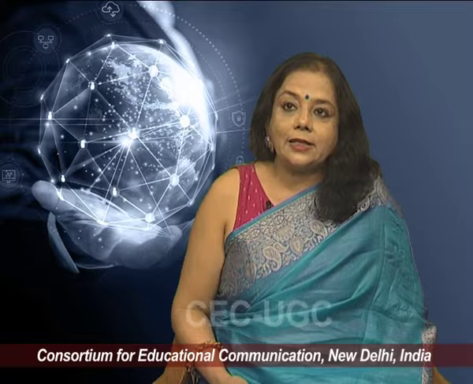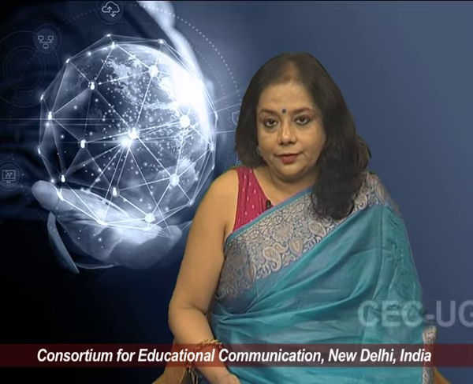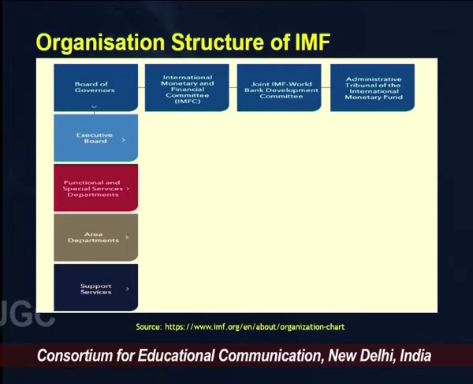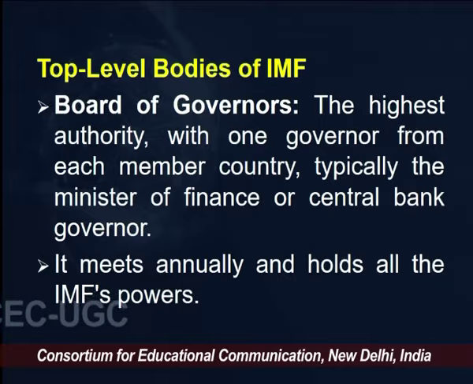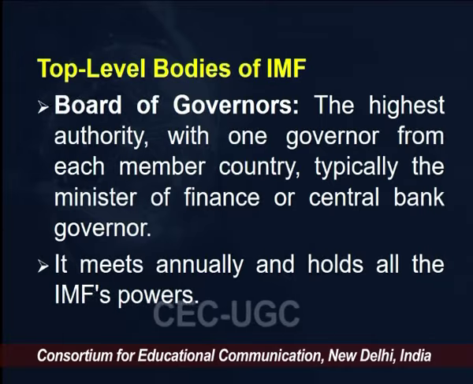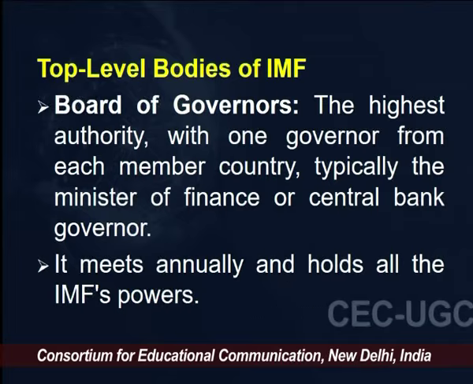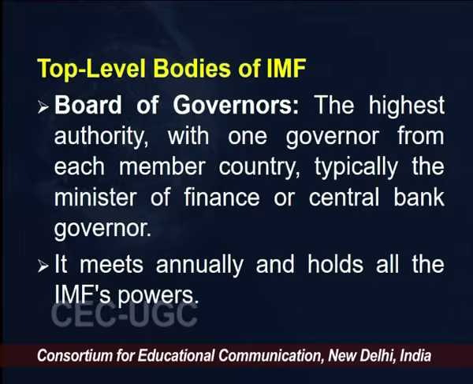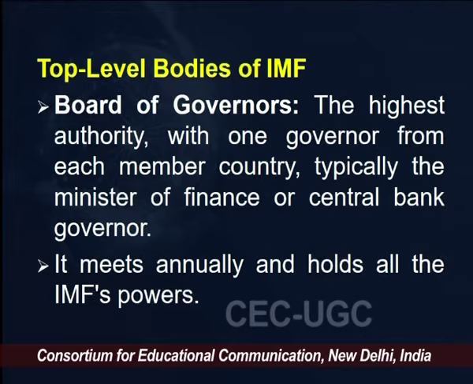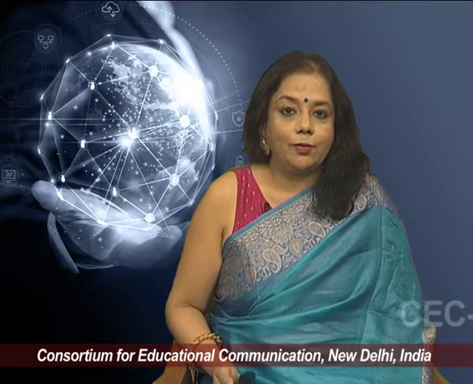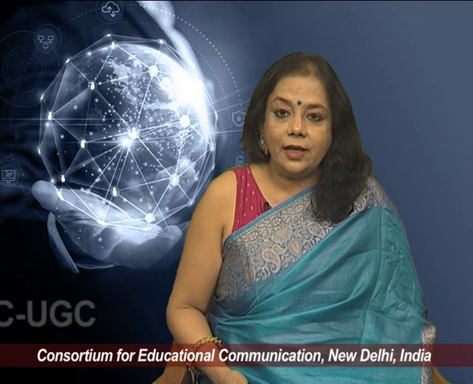Now, the organization structure of IMF. This is the organization structure which is provided by the IMF, on the website of IMF. If we go deeper in that diagram, at the top level, certain bodies are there like the board of governors. The highest authority, with one governor from each member country, typically the minister of finance or central bank governor. So, they become the board of governors. It meets annually and holds all the IMF's powers.